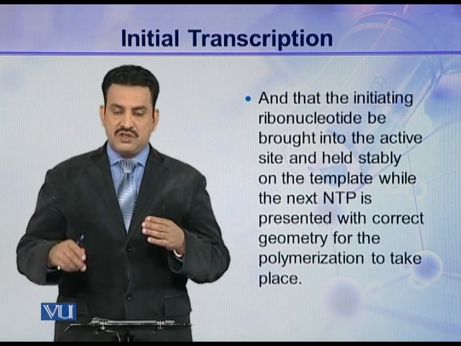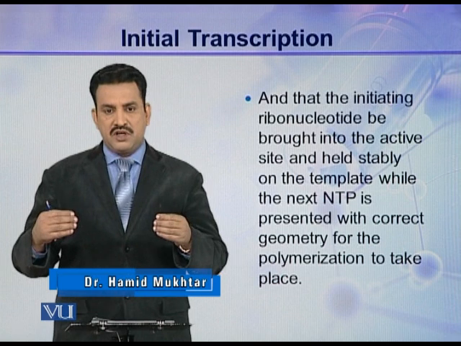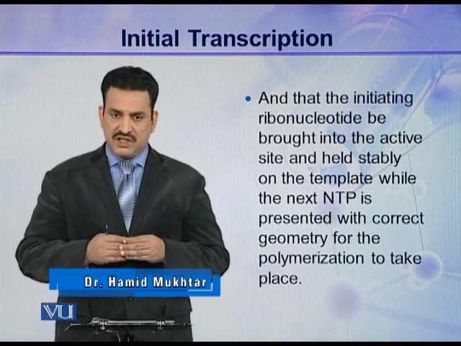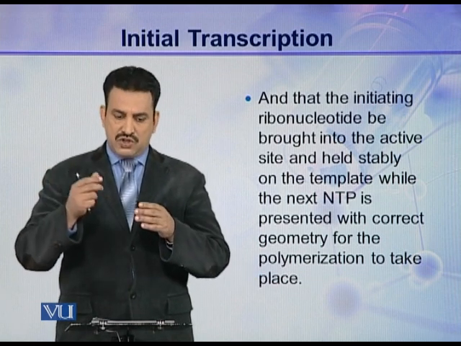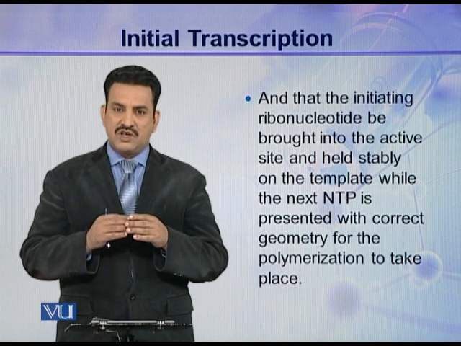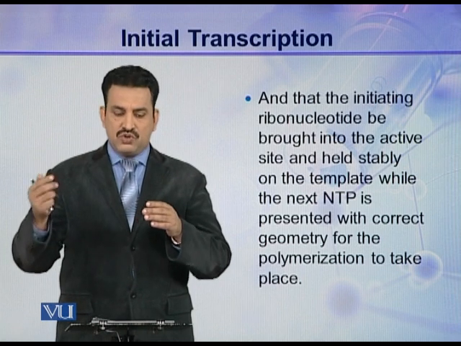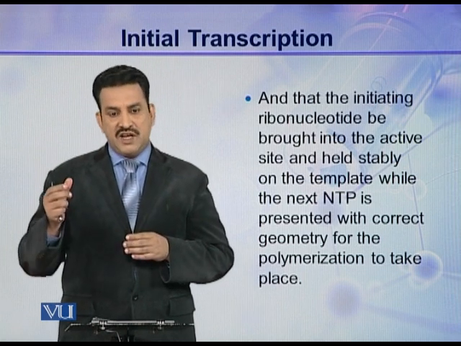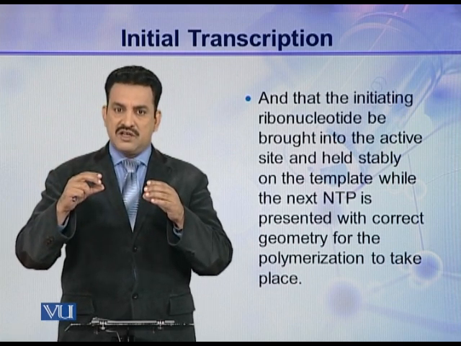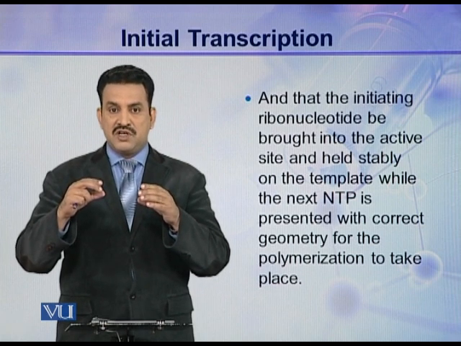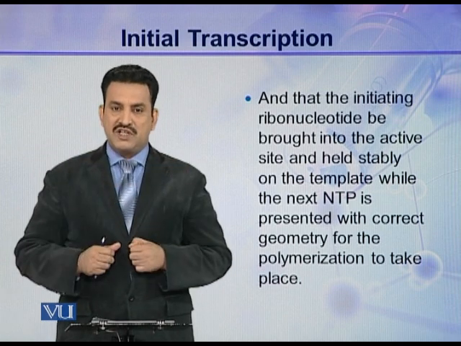So first it is a prerequisite that the double helical DNA must be brought into contact with the active site. Then the new ribonucleotide should be stably in contact with the polymerase. Then the second ribonucleotide, which will come to join the first, should also come in the correct geometry and correct orientation, and be held stably in position so that the binding of these two ribonucleotides can take place.